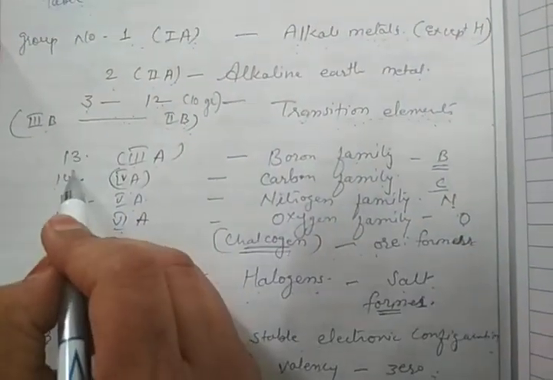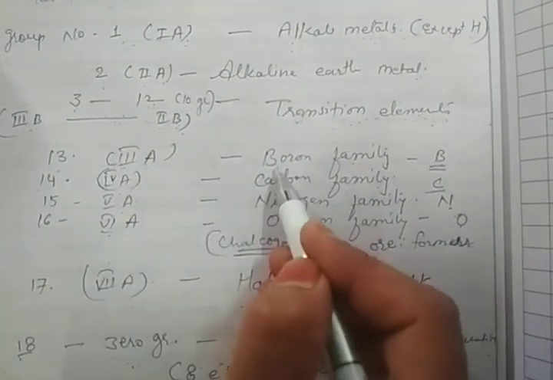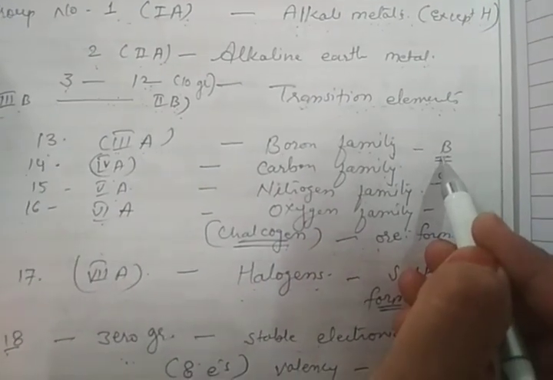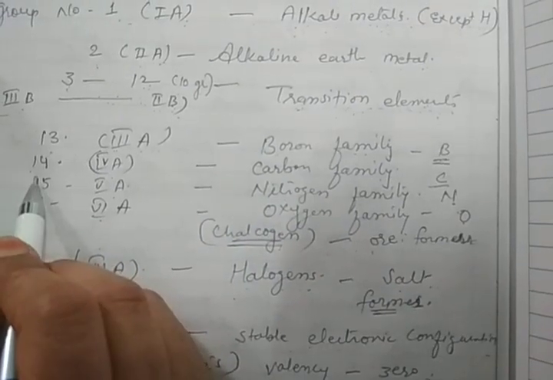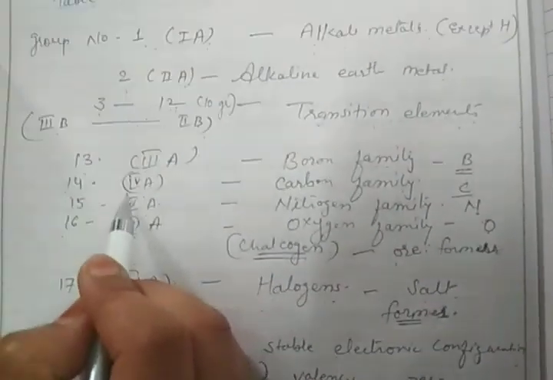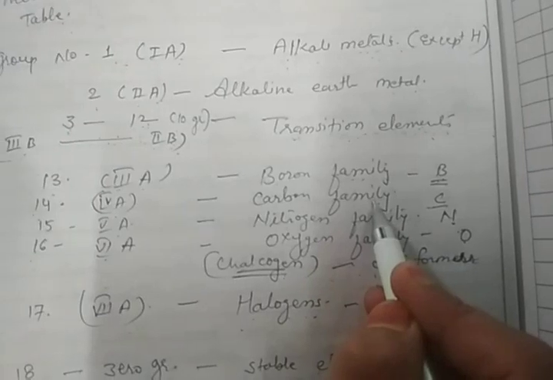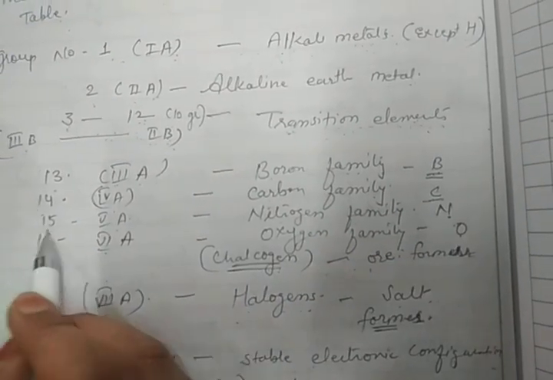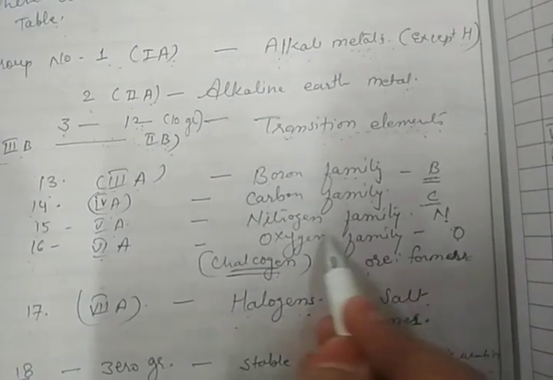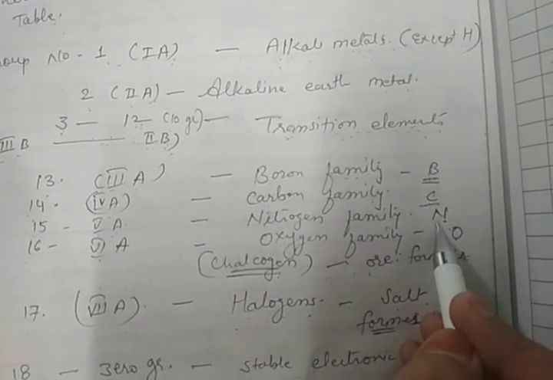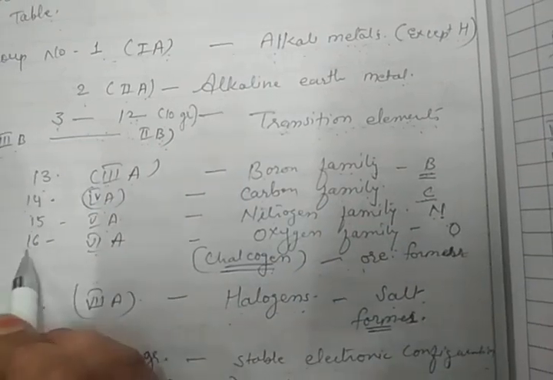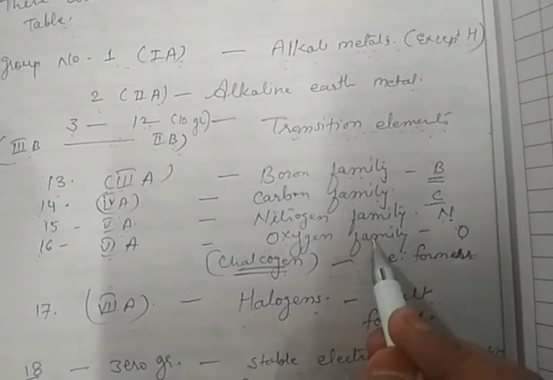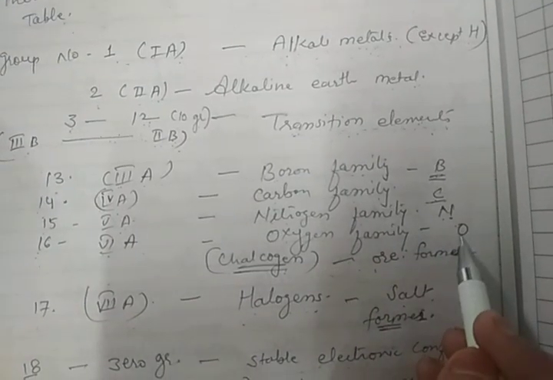Now, the 13th group is the 3rd A group. Its name is the boron family because its first element is boron. The 14th group is 4th A, that is the carbon family, as the first element is carbon. The 15th group, 5th A, is the nitrogen family, as this group starts with nitrogen. The 16th group, 6th A, is known as the oxygen family, as this group starts with oxygen.